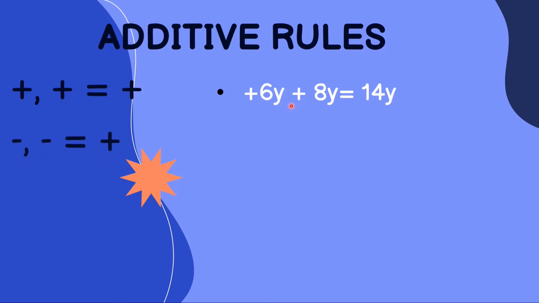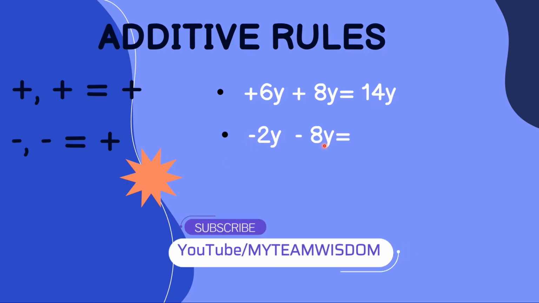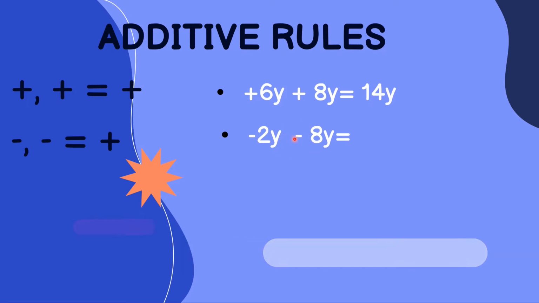The second example is minus and minus. So when two numbers have the minus sign, we are going to add them. So minus 2y minus 8y. Both of them have the minus sign, the subtract sign. We're going to add them, that makes minus 10y.